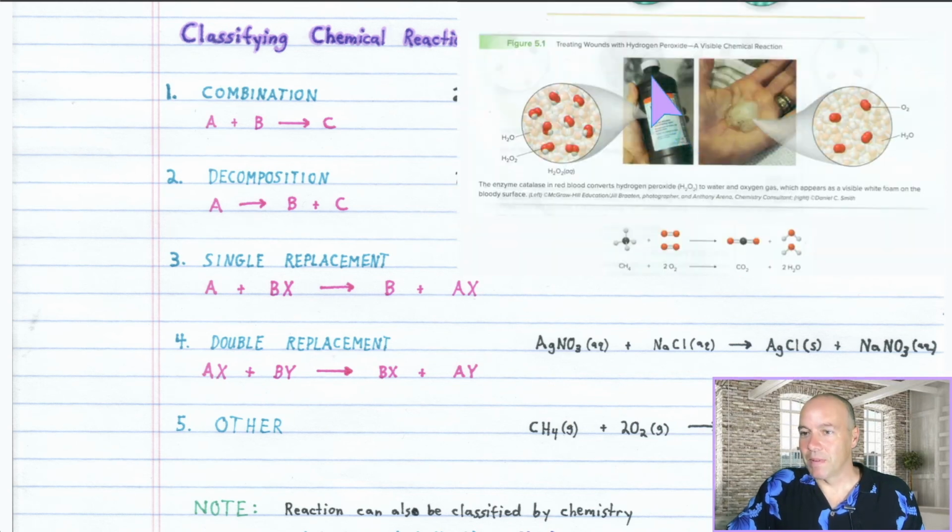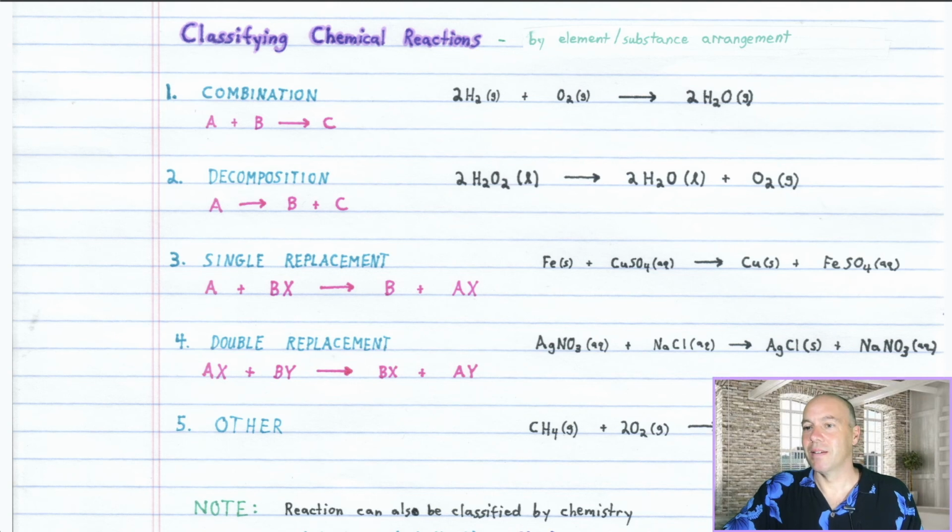You know, if you've ever treated a wound with hydrogen peroxide, those bubbles that form, that's the oxygen gas bubbles. Okay, so it breaks down when you pour it on a wound into water and oxygen, and this supposedly helps your wounds by killing off some of the bad bacterial cells. All right, so decomposition: one substance breaks down into 2 or more substances.